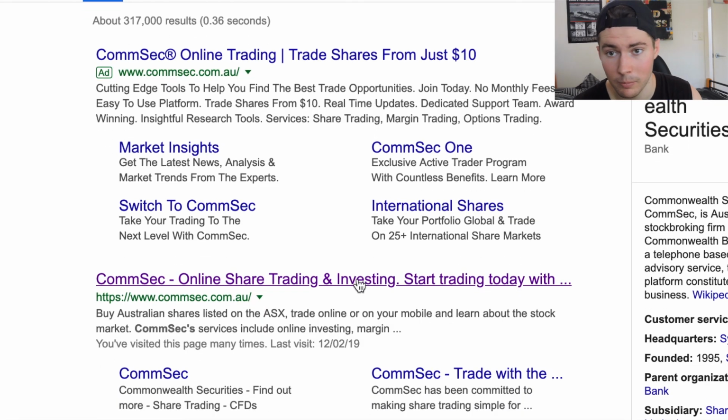So the first platform I'm going to be talking about is Commsec. Commsec is just a basic brokerage for the Commonwealth Bank, and it helps you get into the ASX stock market at quite a reasonable brokerage fee. But there's several other websites and apps for other big banks like NAB Trade, and I'm sure Westpac and whatnot have one. So anyway, Commsec in particular.